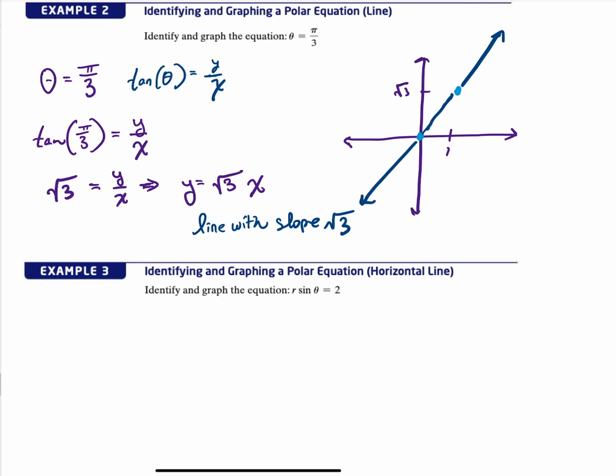So let's think about what this is saying originally. The angle is always pi over 3, or 60 degrees. So imagine something like that, 60 degrees. And then we're letting the radius be any value. So it could be a positive value or a negative value, but the angle always stays the same. So we get this equation of a line.